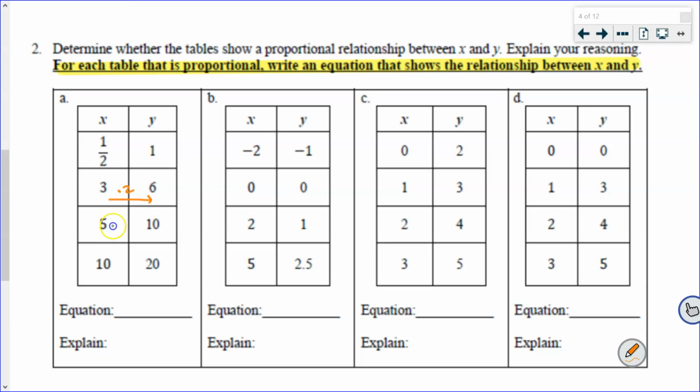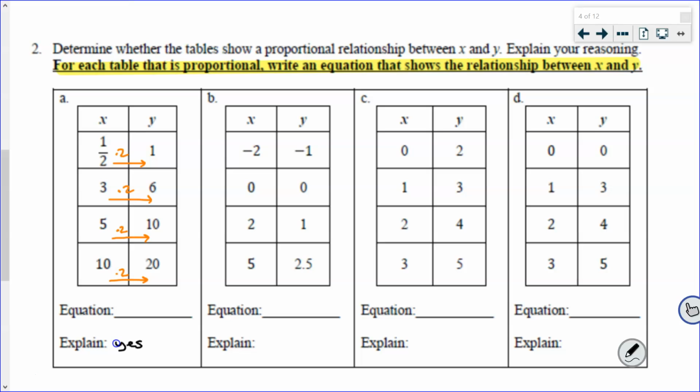Can I take that and multiply the next number, 5, by 2? Yes. Does it work? Yes. And 10 multiplied by 2, does that work? Yes. Does it give me 20? Yes. What about 1/2? 1/2 multiplied by 2, does it give me 1? Yep. So I'm going to go ahead and say yes, this is proportional.